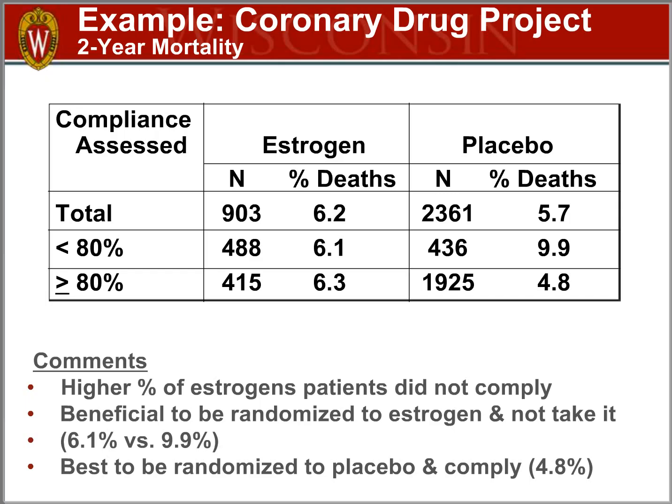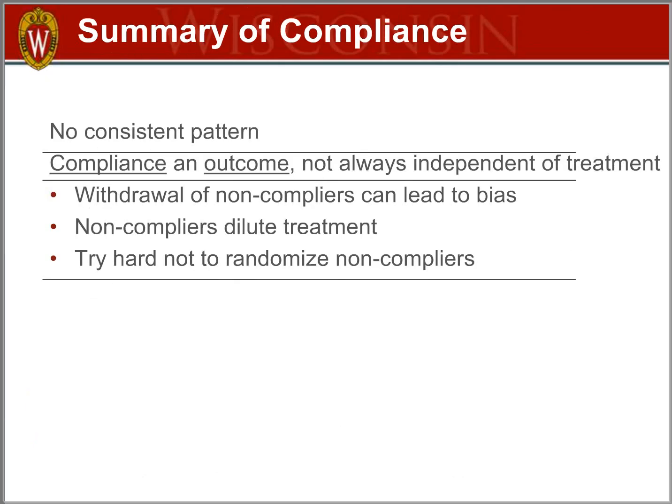In the placebo patients, the poor compliers had the worst results, 9.9, versus the good compliers, 4.8. So again, it's difficult to predict in which direction the analysis may go when trying to adjust for compliance. So to summarize compliance, there's no consistent pattern.